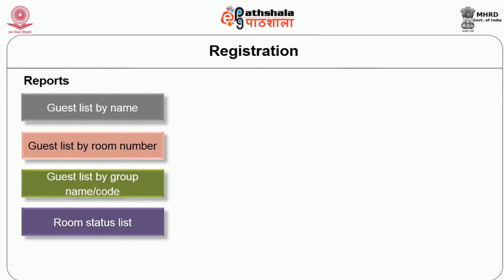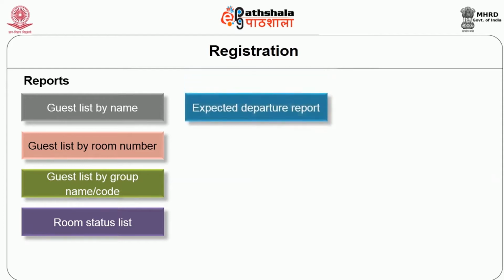Next is the room status list. As I told you already, I have already explained room status, that is, the condition of the room. According to the registration, the room status list will be taken. Whether it is occupied, vacant dirty, vacant clean, or under maintenance, or anything like that, can be given in the room status list.